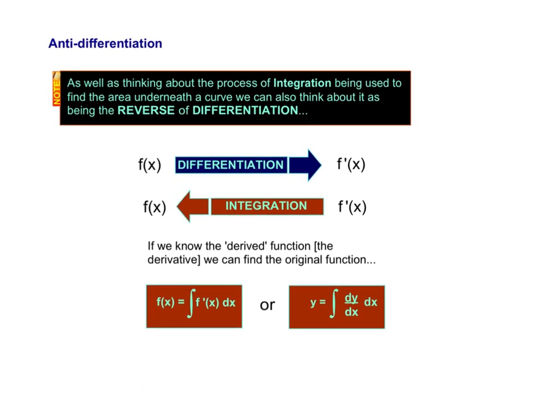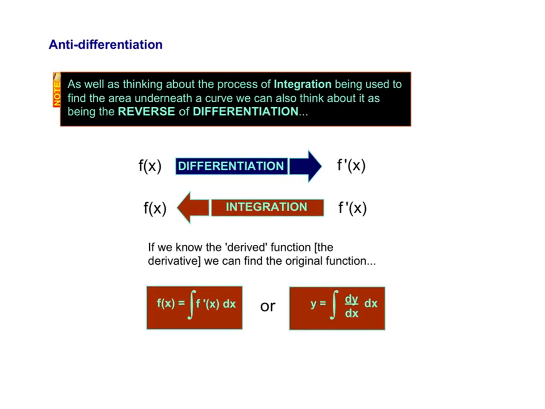Sometimes it's called anti-differentiation, but basically, if we start from a function f of x and we differentiate it, it brings us to f dash x. If we want to go back the other way, if we've got the derived function f dash x, then we can do the process of integration in order to find the original function.